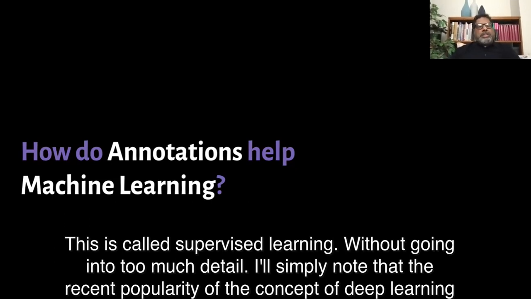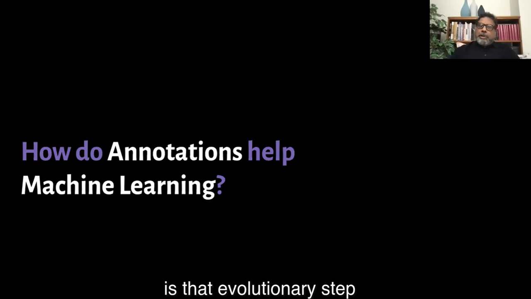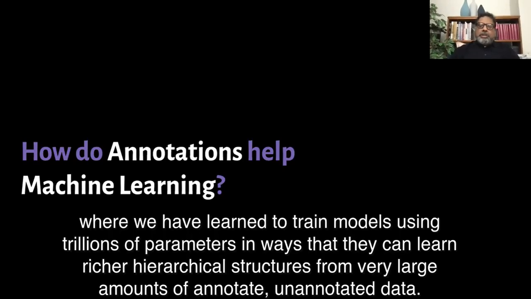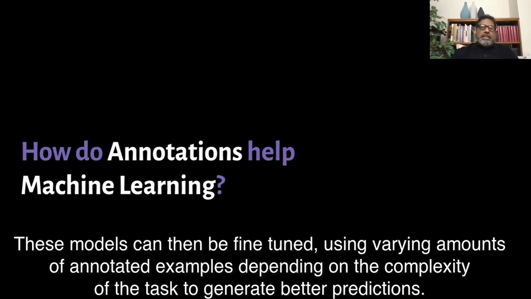Without going into too much detail, I'll simply note that the recent popularity of the concept of deep learning is an evolutionary step where we have learned to train models using trillions of parameters in ways that they can learn richer hierarchical structures from very large amounts of unannotated data. These models can then be fine-tuned using varying amounts of annotated examples, depending on the complexity of the task, to generate better predictions.